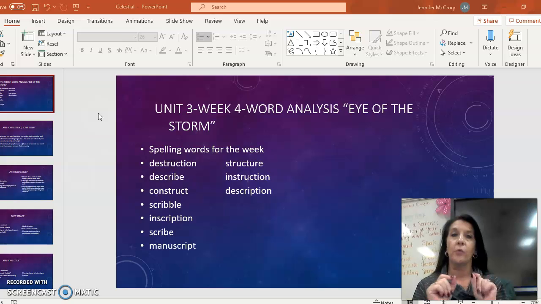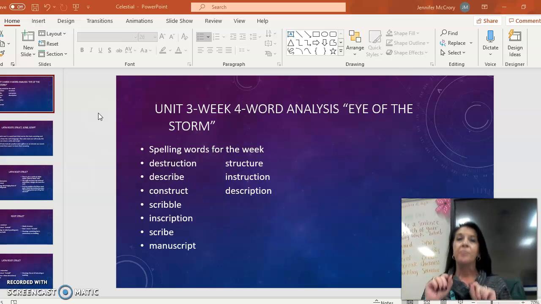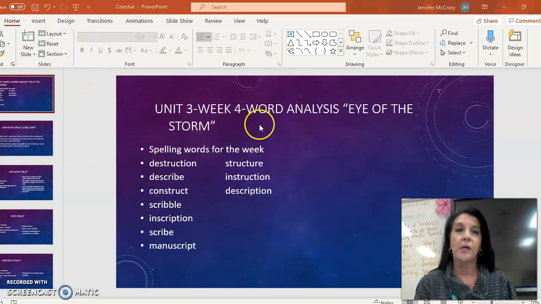We are on week 4 of Unit 3. We are going to be talking about our spelling words for Eye of the Storm. And let's go ahead and jump right in, ladies and gentlemen. So follow along with me.